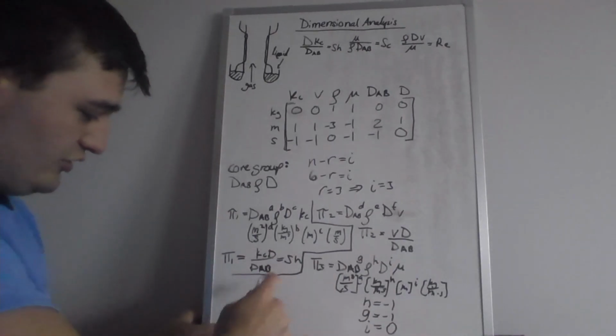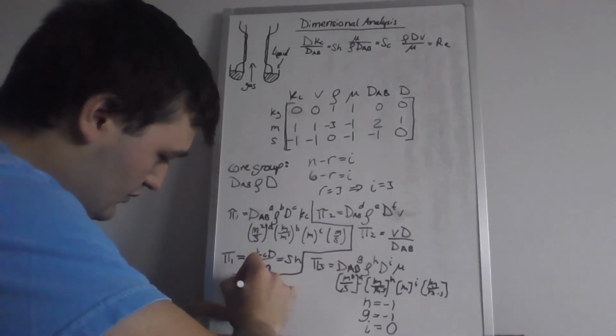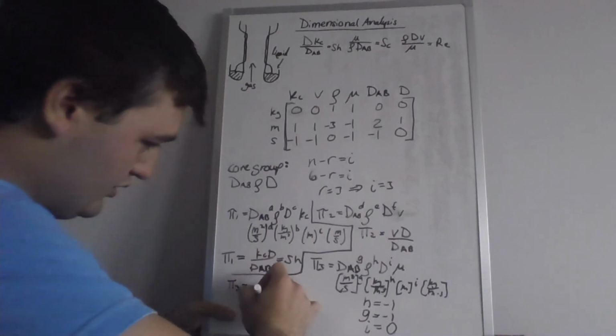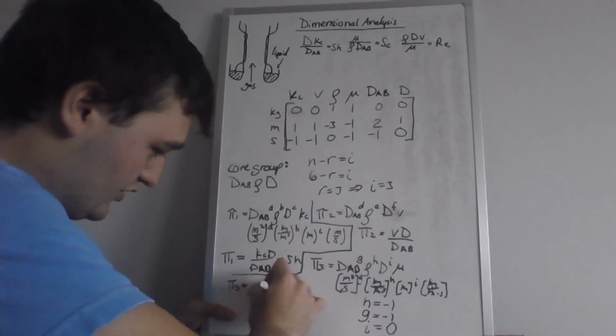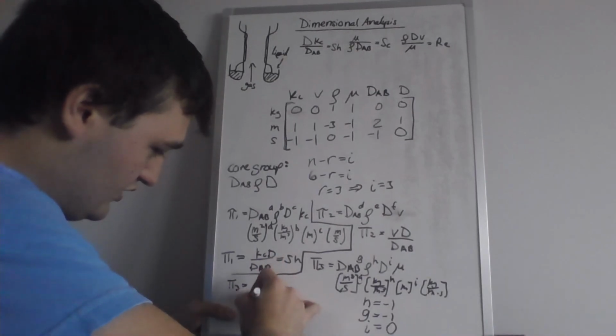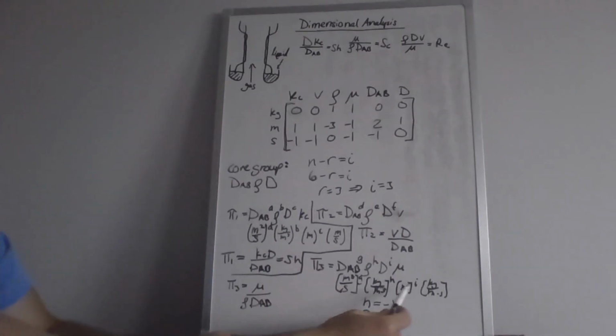So our last dimensionless group, pi 3, should be the viscosity over the density times the diffusivity. From there, those variables right there.